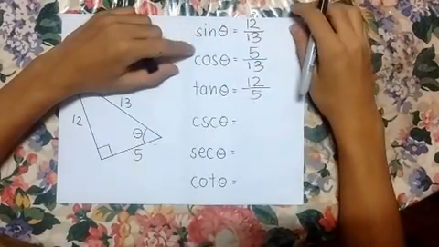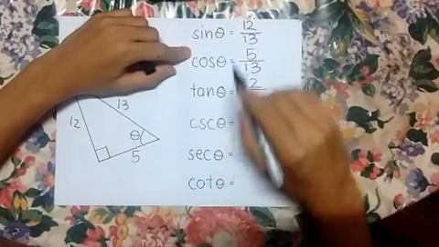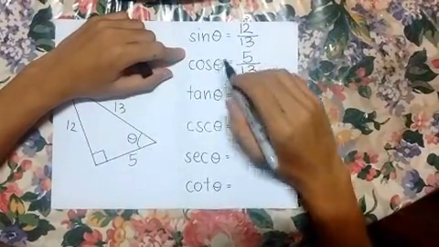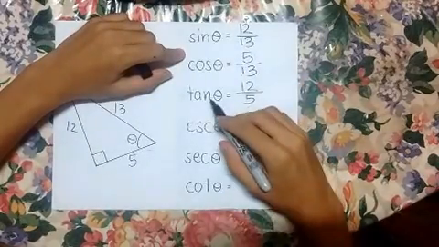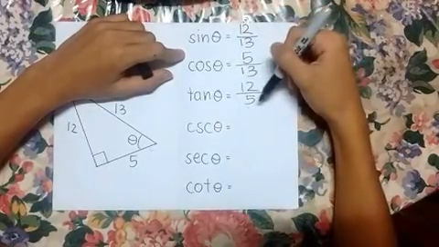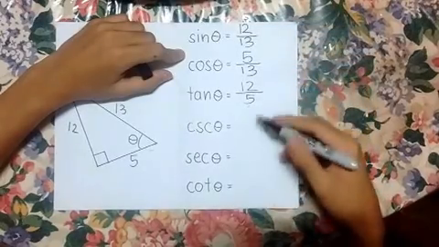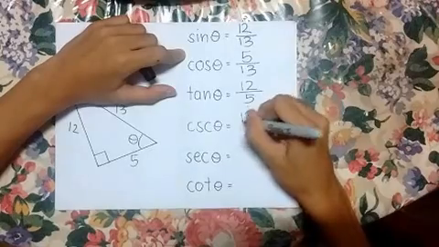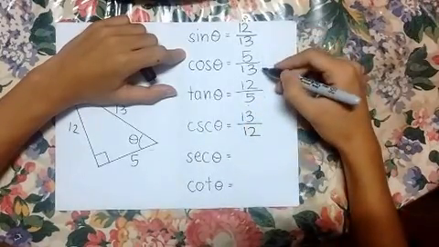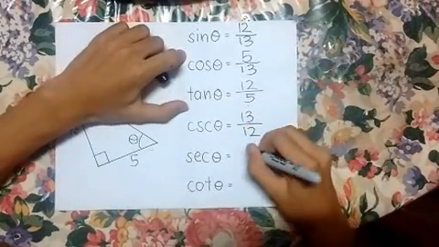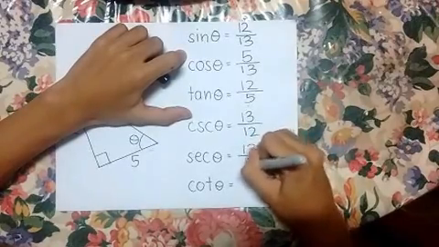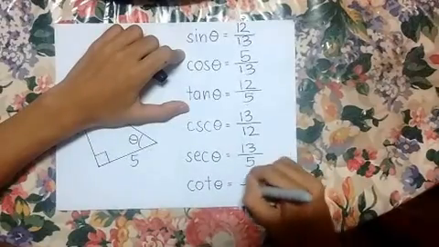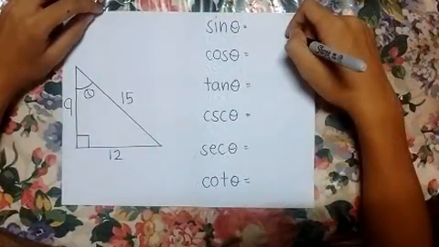So remember once again that cosecant of theta is the reciprocal of sine. Secant is the reciprocal of cosine. Cotangent is the reciprocal of tangent. So once you get these three, just get the reciprocal for these three. The reciprocal of 12 over 13 is 13 over 12. The reciprocal of 5 over 13 is 13 over 5. And the reciprocal of 12 over 5 is 5 over 12. Let's try one last example.